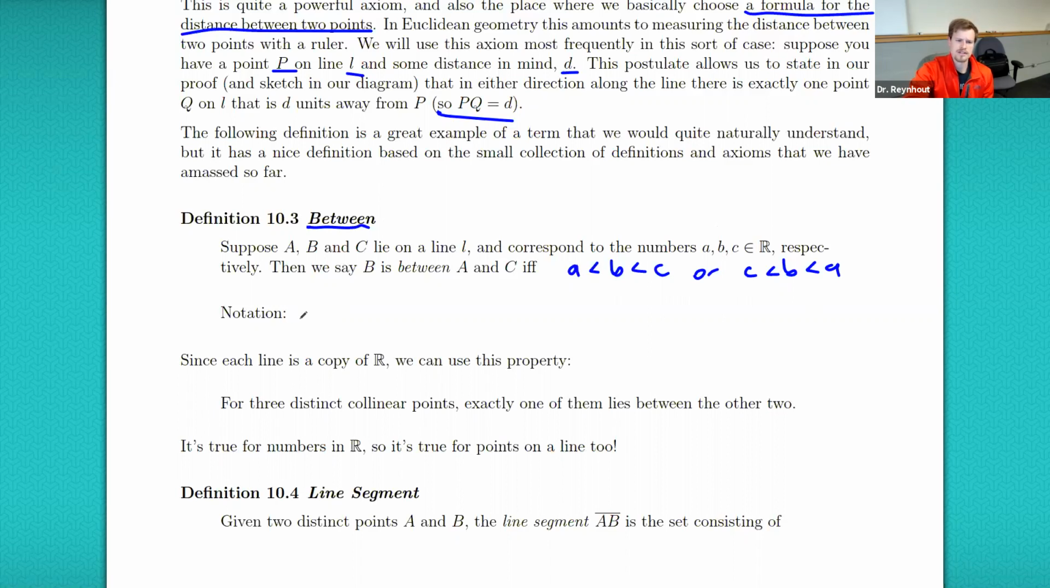And the notation for this is we could say that A-B-C tells us that B is between A and C. And it doesn't matter which of these situations we have, they both give us that B is between A and C. But we could also write this as C-B-A. Okay, so I'm not saying that either one of these corresponds to the other specifically. What I'm saying is once we have a is less than b is less than c, then we could write either one of these representations.